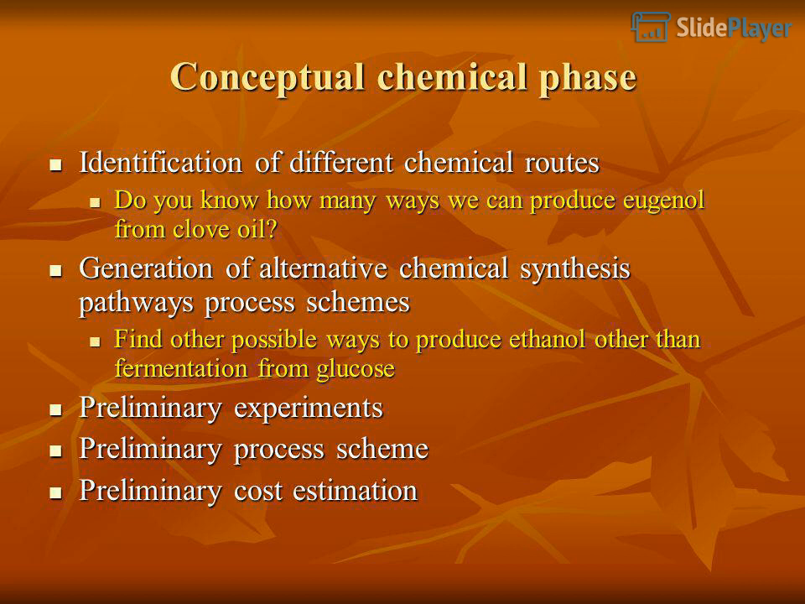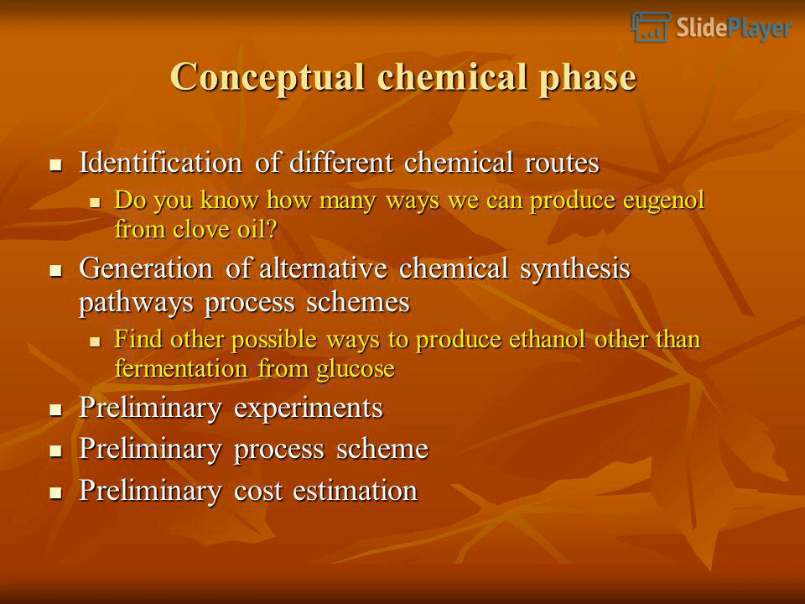Conceptual chemical phase. Identification of different chemical routes. Do you know how many ways we can produce eugenol from clove oil? Generation of alternative chemical synthesis pathways, process schemes. Find other possible ways to produce ethanol other than fermentation from glucose. Preliminary experiments. Preliminary process scheme.